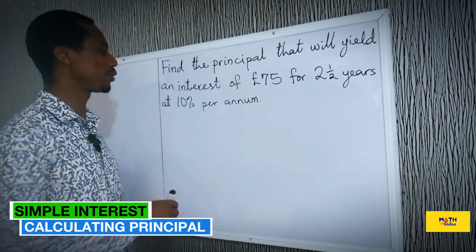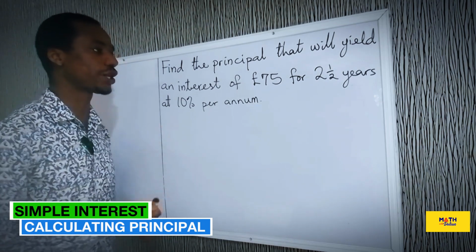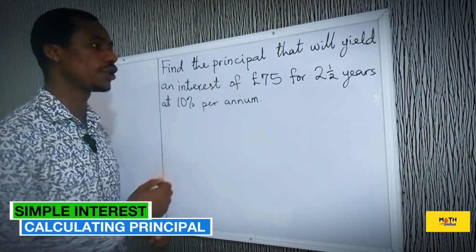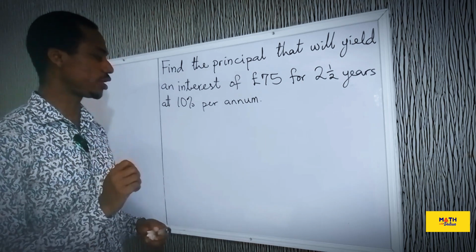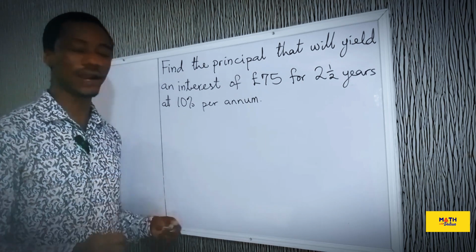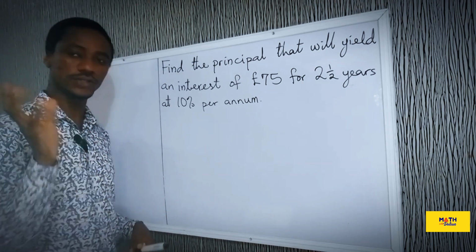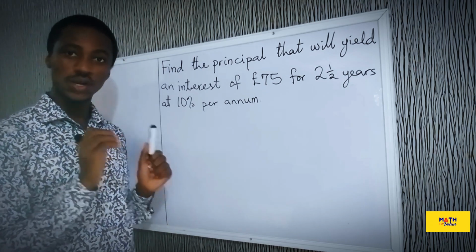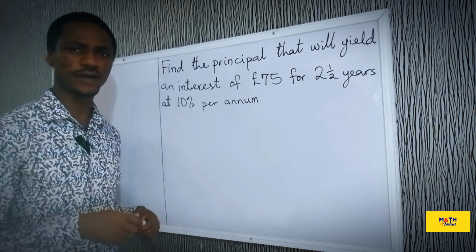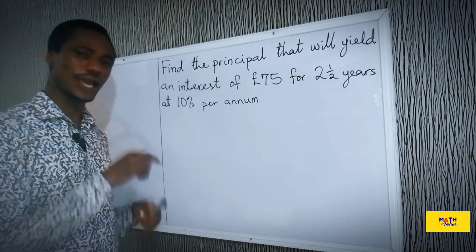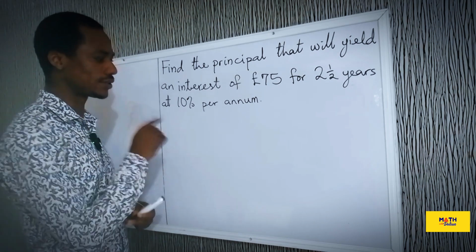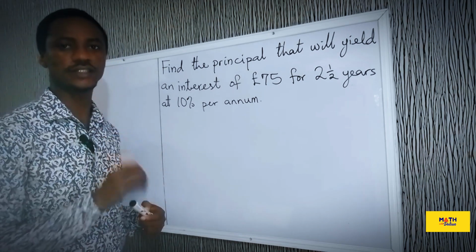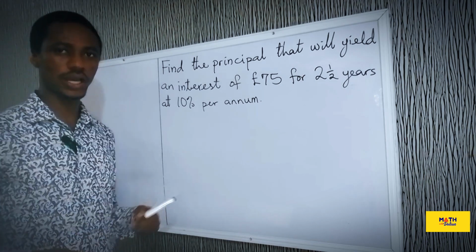So find the principal that will yield an interest of £75 for 2.5 years at 10% per annum. So we're looking for the amount of money we're going to invest, and then at the end of 2.5 years, we have £75. That's if the interest is coming at the rate of 10% per year. So how do we calculate that?